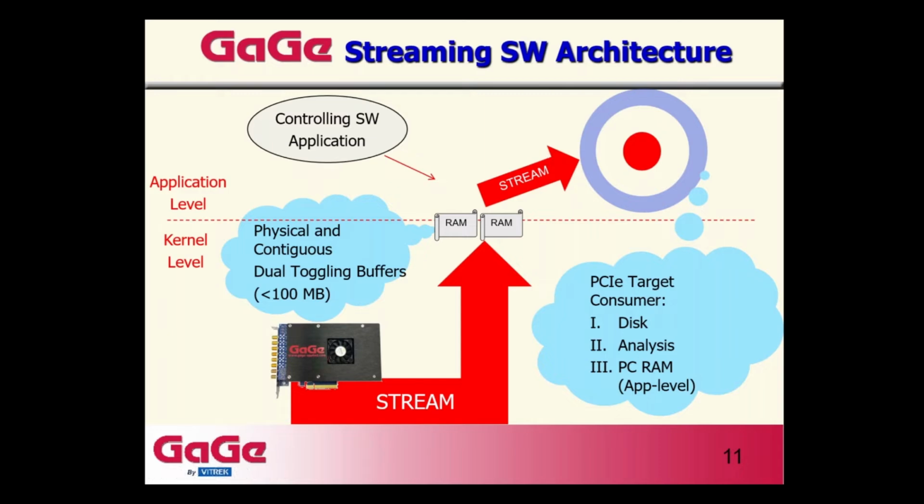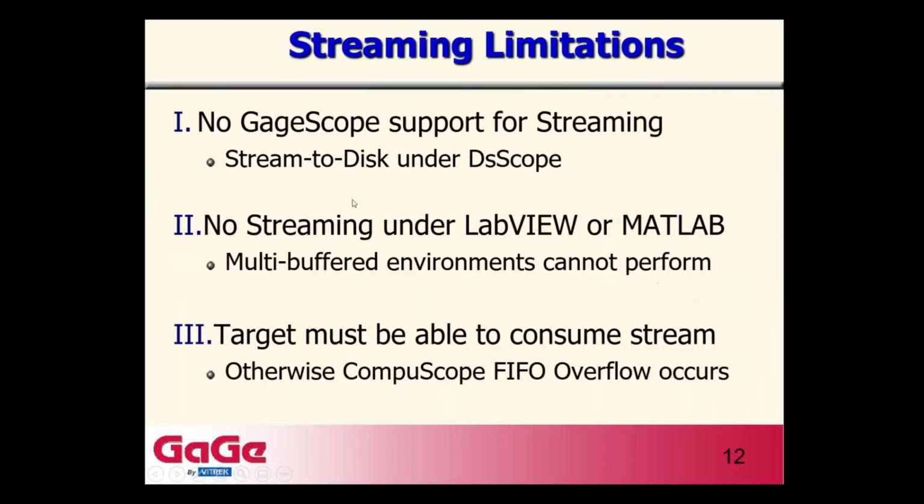We have a customer whose entire streaming scan creates about 100 gigabytes of data, and he streams through these toggling buffers to a big, huge application-level RAM buffer, and then he can go through. He can look through this 100 gigabyte buffer, get rid of the stuff he doesn't need and crop the data, basically, right? So he can duplicate the raw signal into PC RAM. So those are the 3 potential targets.